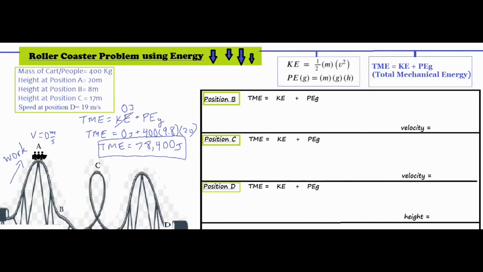So what I'm going to do is use that total mechanical energy and some of my values in the box over here, and then I'm going to solve for values for potential energy, kinetic energy, and then solve for some velocities and heights as well.